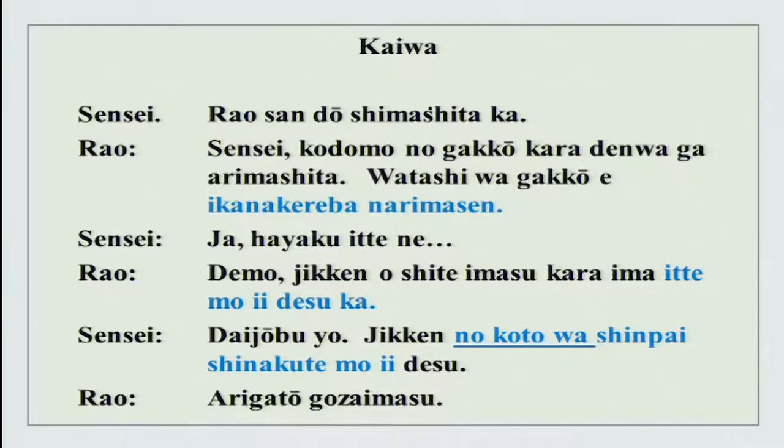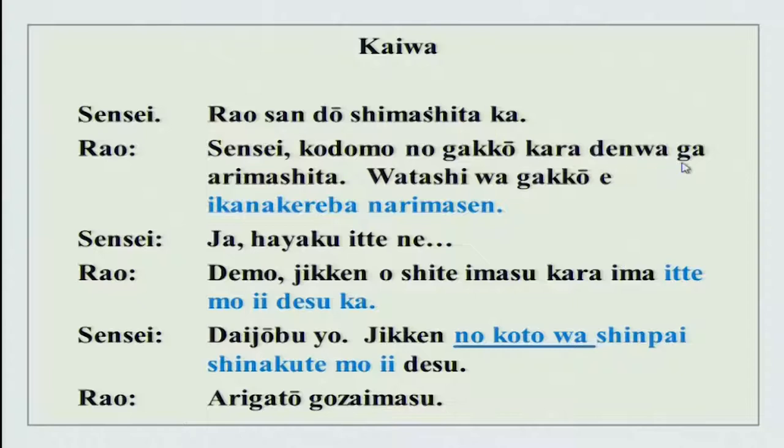Did you understand the conversation? Well, I'll read it out once to you and then explain what needs to be done. Sensei and Rao-san are talking. Rao-san, どうしましたか? Sensei, 子供の学校から電話がありました。私は学校へ行かなければなりません。 This I'm sure is all right.